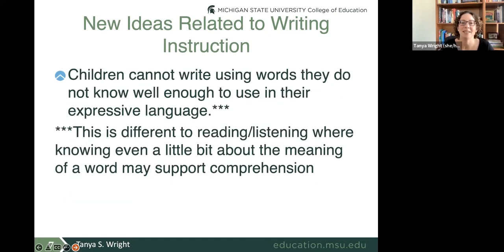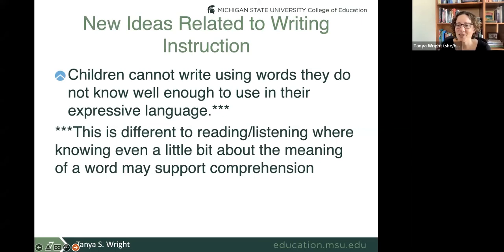What else is a new idea related to writing instruction? Maybe not a new idea, but something really important to think about, which is this idea that children cannot write using words they don't know well enough to use in their expressive language. So if we think about reading comprehension or listening, typically, if we know a little bit about the meaning of a word, it can still help us to understand quite a bit.